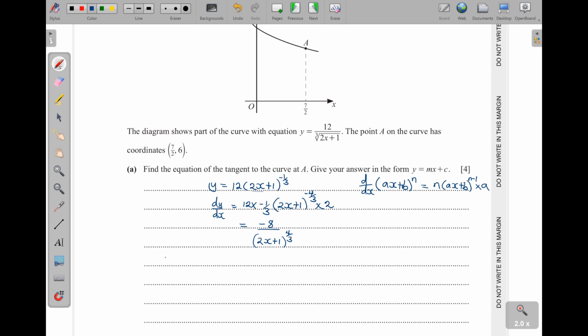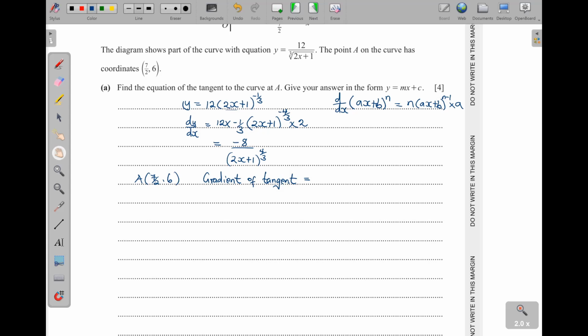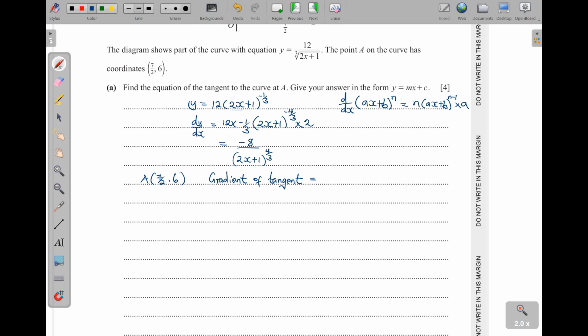Then at this point A, which is (7/2, 6), as was given, we shall now get the gradient of the tangent. Remember, to get the equation of a straight line, you need the gradient and at least one point through which the line passes. So we substitute here: negative 8 over (2 times 7/2, plus 1) to the power of 4 over 3.